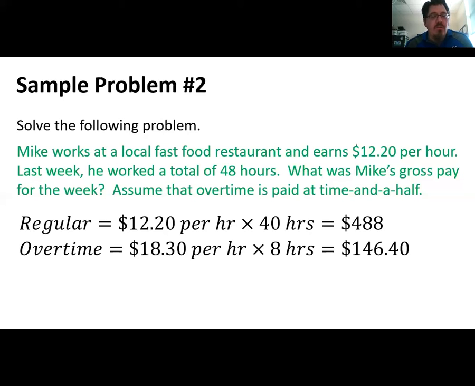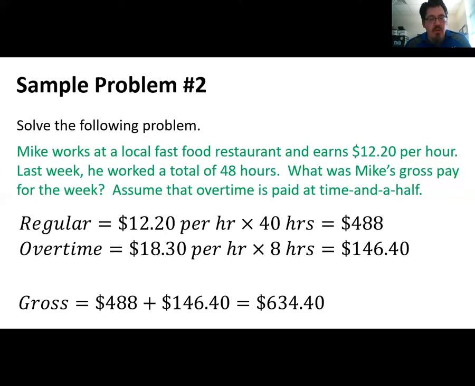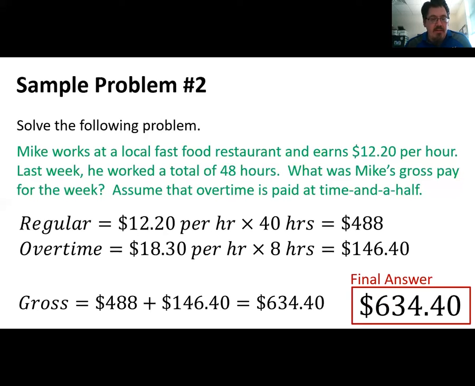All right. So now we take that overtime hourly wage and multiply that by the remaining 8 hours that he worked beyond the 40. That's $146.40, which is how much he earned in overtime. To get the final calculation for the total gross pay for the week, we add the regular pay plus the overtime pay to get a total of $634.40. And that's the answer that we're looking for. So you have to be a little careful when it comes to overtime because there are two different parts to the calculation. There's the regular time that you have to calculate, and then there's the overtime that you have to calculate.